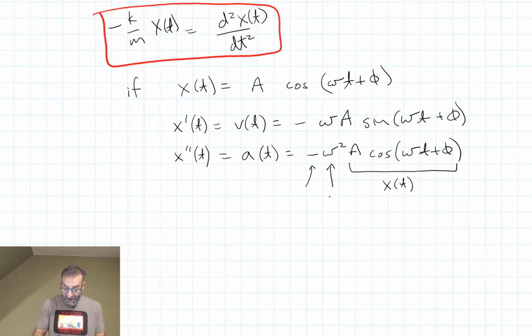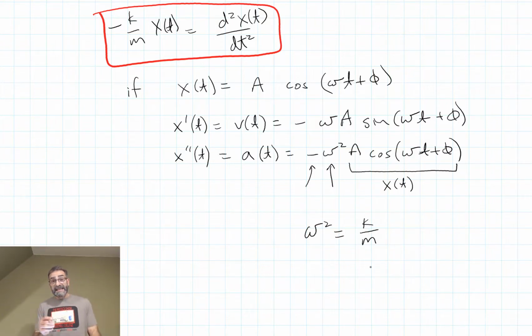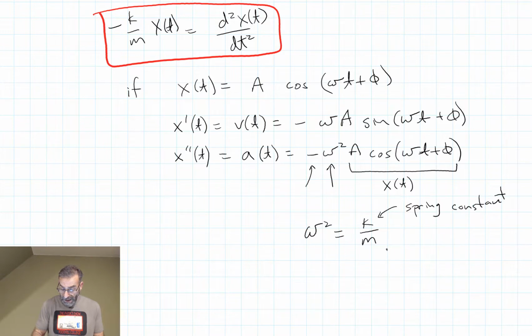And what is my constant? It's got to be equal to k over m. This is a mass on a spring. So k is the spring constant, and m is the mass of the box.